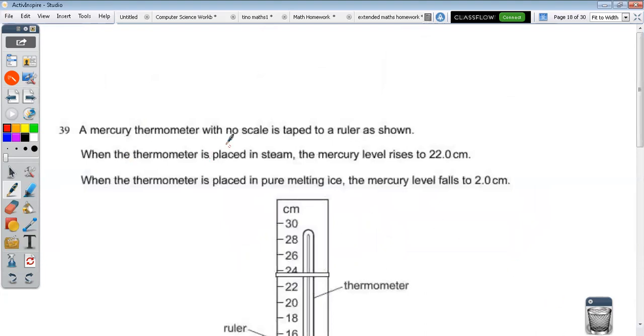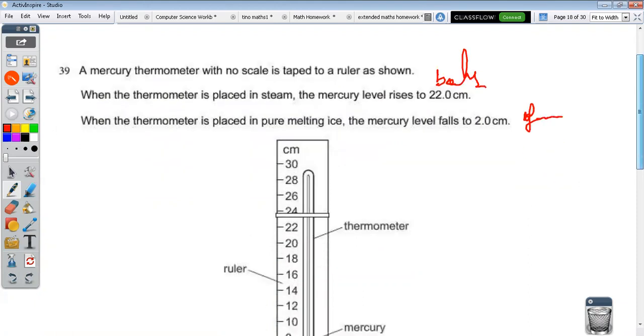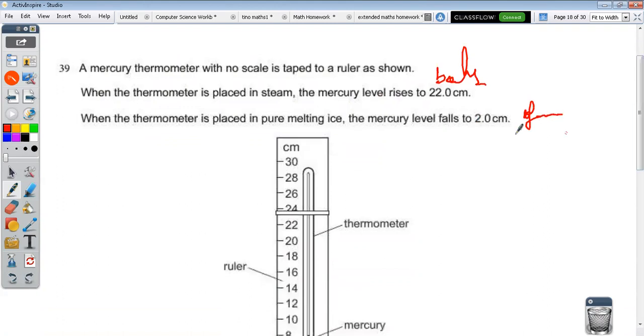Yeah. Now, a mercury thermometer with no scale is taped onto a ruler as shown. When the thermometer is placed in steam, the mercury level rises to what? 22, which means at boiling, clear? At boiling of the mercury. Look at this. So this is at boiling of the mercury. Then there is freezing, or melting, sorry, of the mercury. Now, look at this. So that and that.